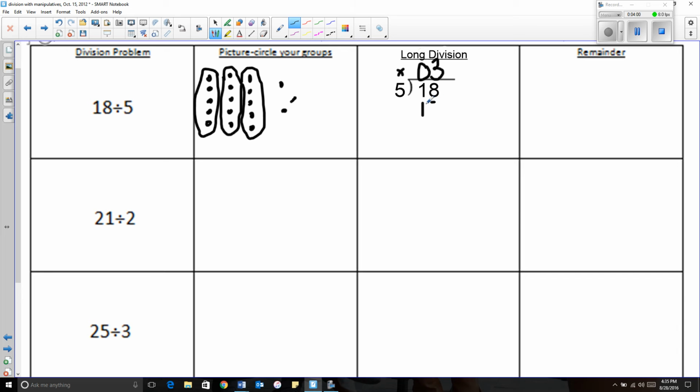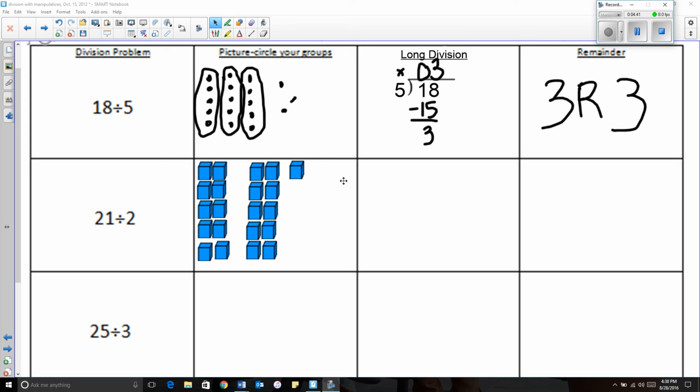So I want to take away the number that was inside the groups that I used. So 18 minus 15 equals 3, and this number should match up with the number of loose blocks over here. So I end up with 3 remainder 3. So 3R3. I'm going to go ahead and put nice and big in this box. So now we're getting ready to move on to the next one, 21 divided by 2. Now right now I'm going to pause the video, and I want you to go ahead and pull out 21 blocks and put them into groups of 2.